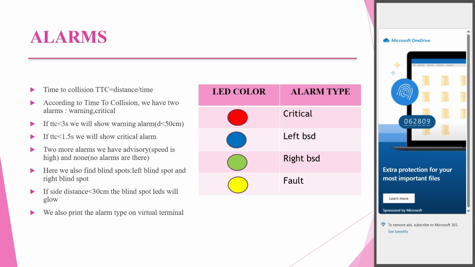Here we find blind spots in left and right. If sight distance is less than 30, the blind spot LEDs will glow. These are the types: red color is critical, blue color is left, green color is right, and yellow is fault.